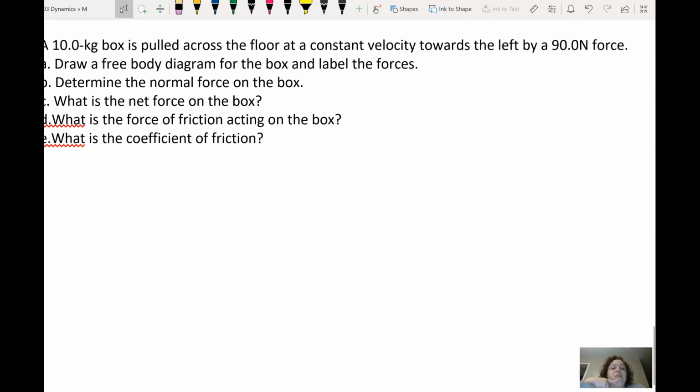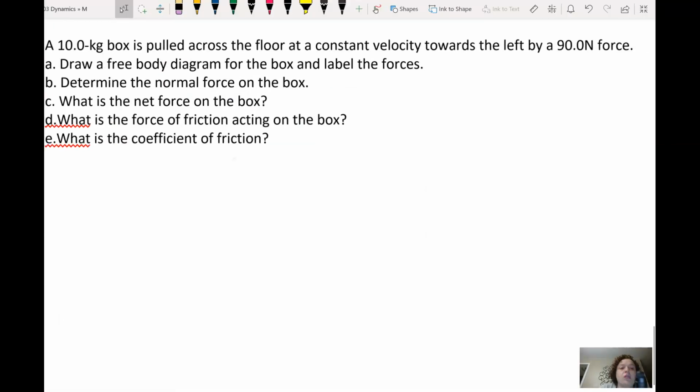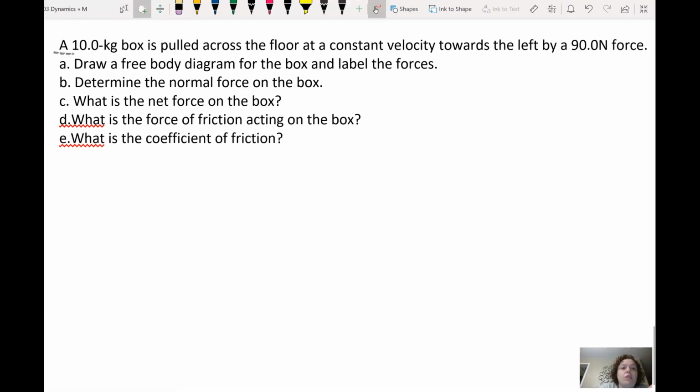So our problem is that we have a 10 kilogram box pulled across the floor at a constant velocity towards the left by a 90 Newton force. We're going to draw a free body diagram, determine the normal force, the net force, the force of friction, and we're going to find the coefficient of friction. So let's draw this out. Here's our free body diagram.